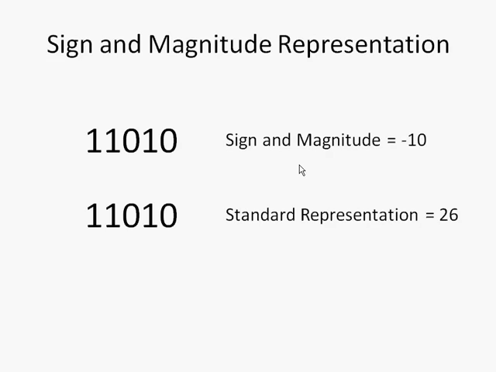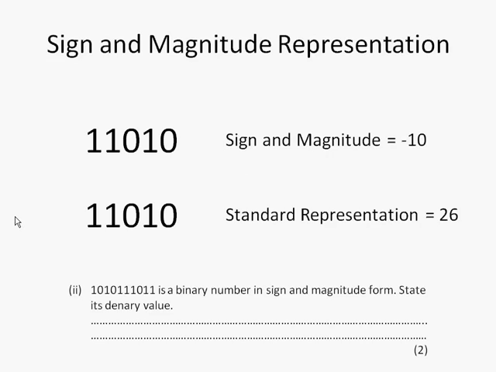Well, you'll be told. For example, here is an example question from a past paper. So we've got a binary number there, but it tells us it's in sign and magnitude form, and it's asking us to state its denary value. So if you're wondering whether it's standard representation or sign and magnitude, you will be told if it is sign and magnitude form. Hopefully you had a go at that last question. If not, just skip back, pause the video and see if you can calculate the answer to it.